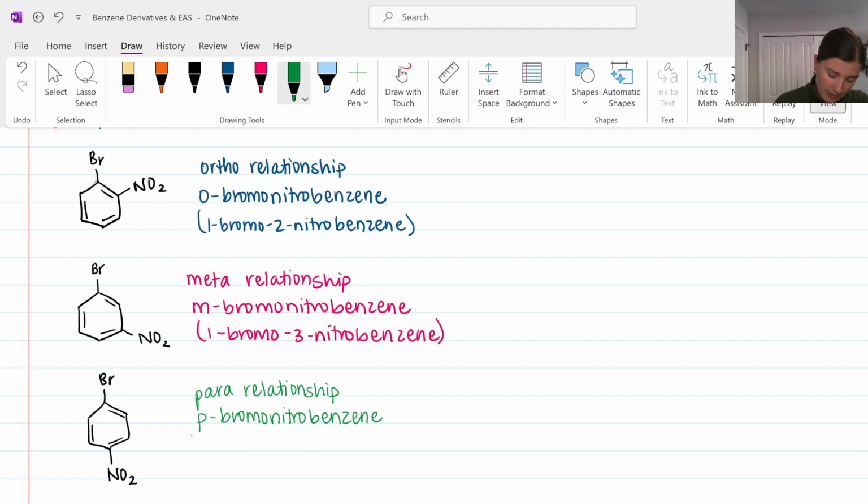And then if we're using numbers, this is now 1-bromo-4-nitrobenzene.